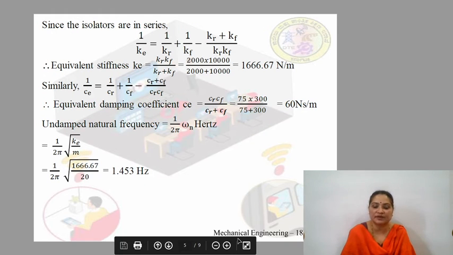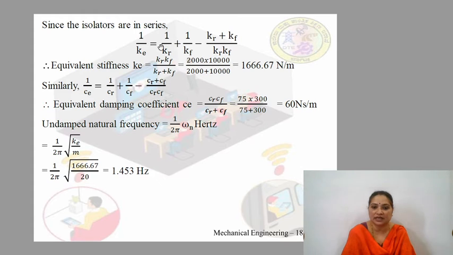So, for further simplification, since the isolators are in series and we have the values of Kr and Kf, substituting the values of Kr and Kf, we get the equivalent spring stiffness as 166.67 Newton per meter. Similarly, the equivalent damping coefficient is obtained in a similar manner.